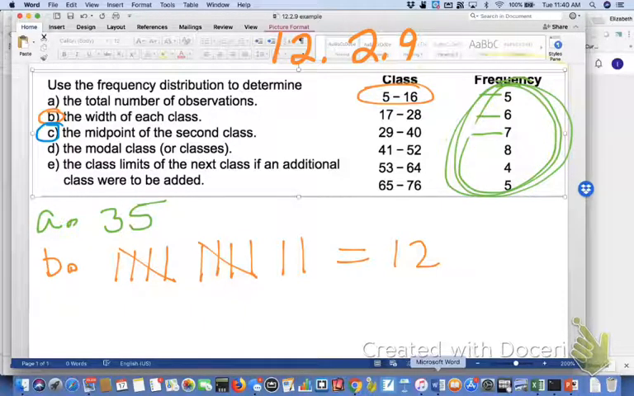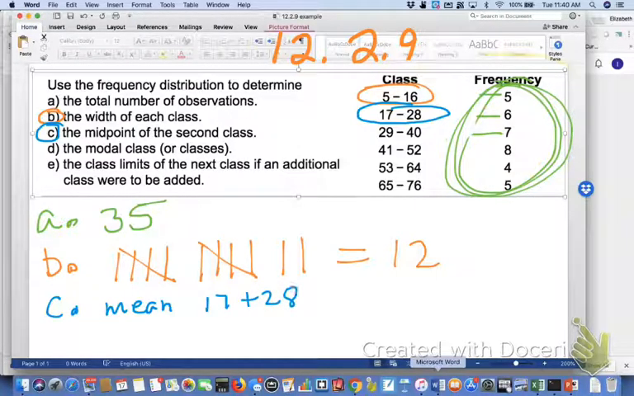Question C is asking you for the midpoint of the second class. So this is our second class here in blue. That's 17 and 28. And remember, to find the midpoint, you find the mean of those two numbers. So we're going to add 17 plus 28, and that is going to give us 45. Then we're going to take that 45 and divide it by two. If I do that, I get a midpoint of 22.5. So again, mid means the middle. You're finding the middle point in between that 17 and 28. So that is how we got the midpoint.